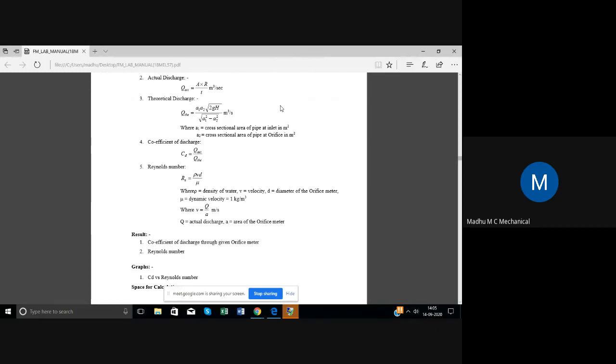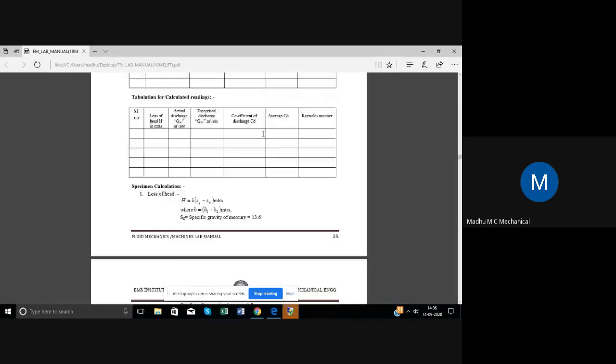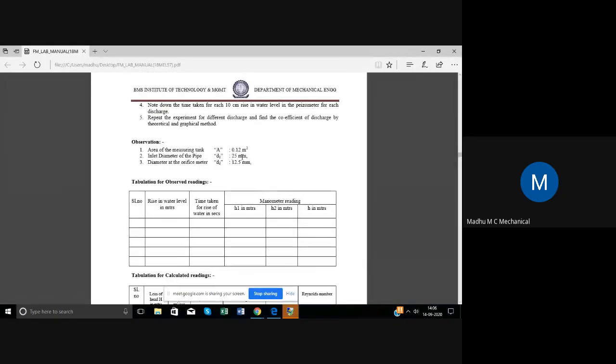So what is A1? The cross-sectional area of the pipe at inlet. A1 is equal to pi by 4 D1 square. What is D1? It is given here. What is D1? 25.